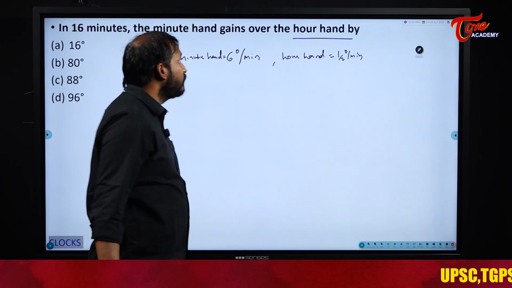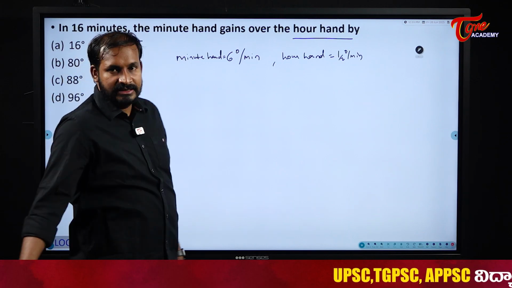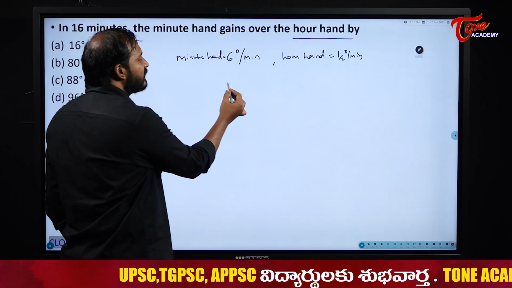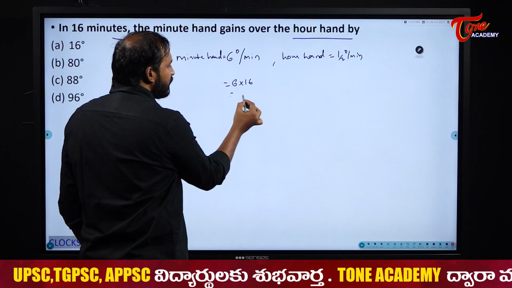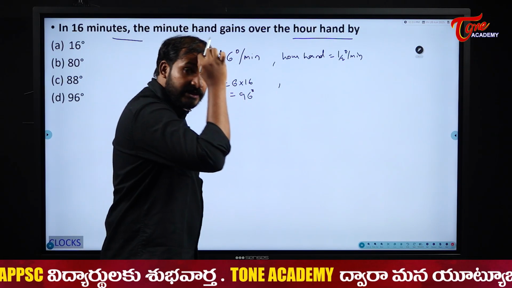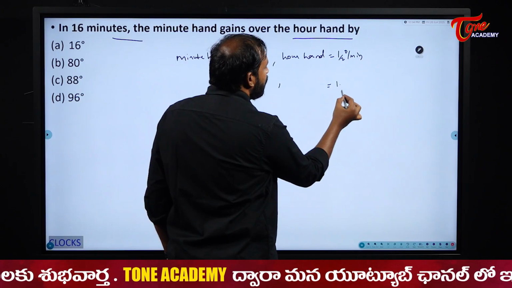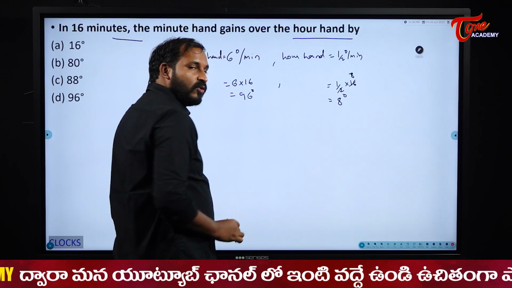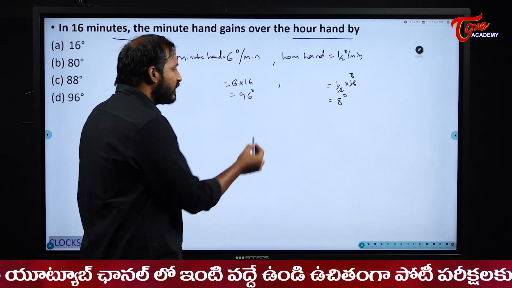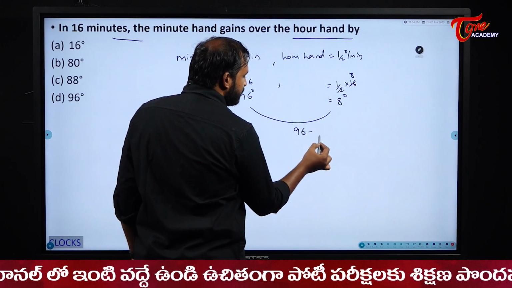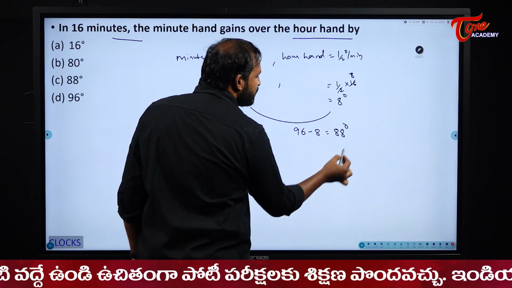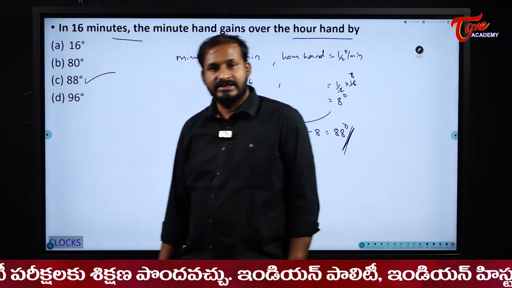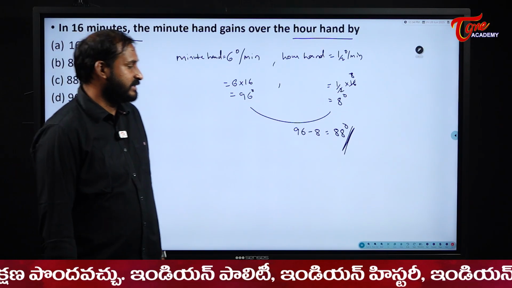So they are asking us in 16 minutes, how many degrees will be covered by my minute hand? In 16 minutes, it will cover 6 into 16, that is 96 degrees. In the same 16 minutes, my hour hand is going to cover 1/2 into 16, so 8 degrees. The difference between them is the gain, right? So 96 minus 8, that is 88 degrees. That means my minute hand is going to gain 88 degrees on my hour hand in 16 minutes.